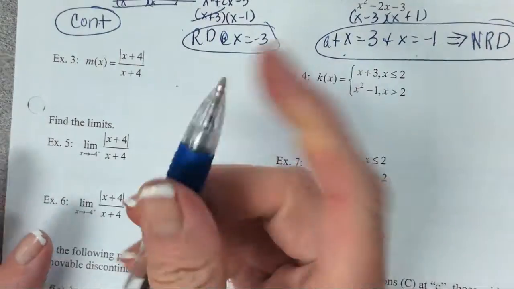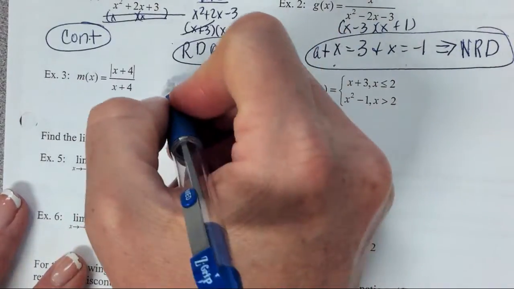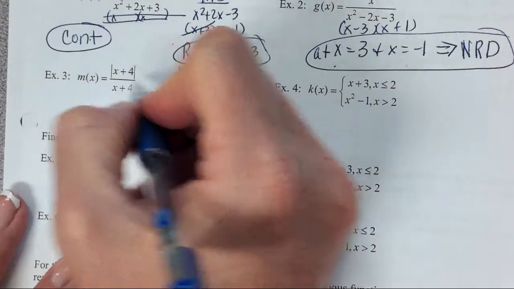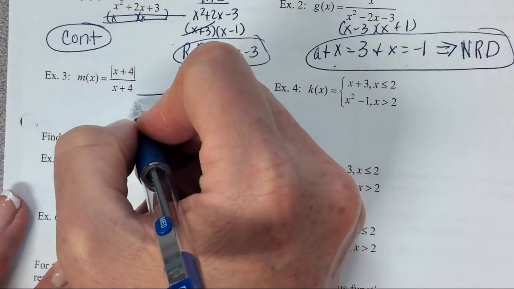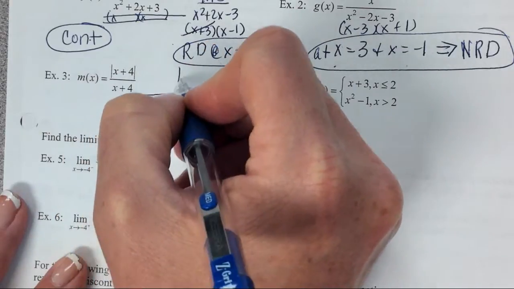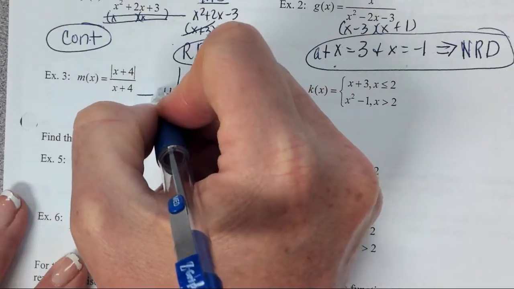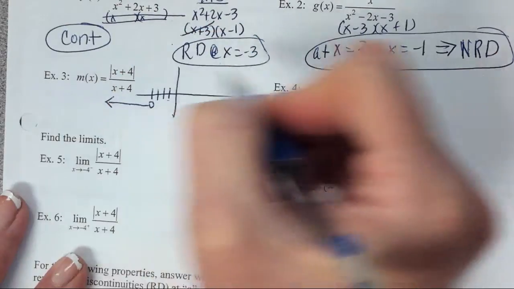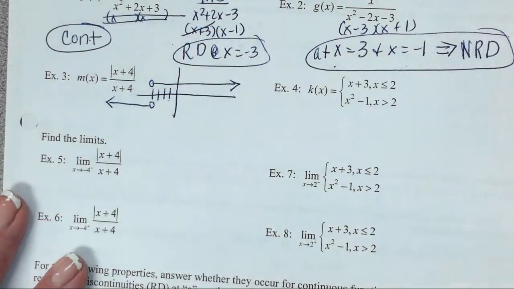All right, example 3. This is one that you just have to know what it looks like. We've done this one several times. This is a 1. This is going to be a shift to the left 4. So normally this function has a step feature almost, where it's negative 1 all the time and then it's positive 1. But that's going to occur at negative 4 now. So down here, it's always going to be negative 1. Up here, it's always going to be positive 1.